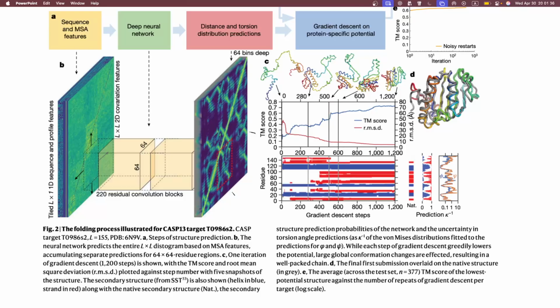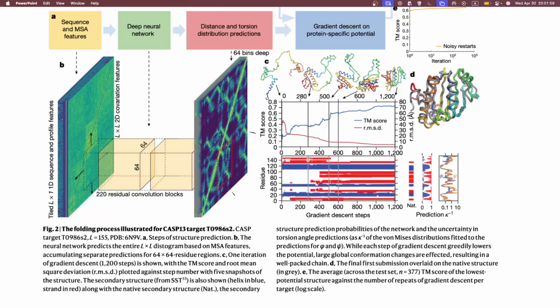Wait, so what is it that is minimizing? It says it's minimizing the potential, so it's just putting it in a stable state. Just the potential. If you had a value that said how stable this was, you would want to maximize that. And if you look at the diagram, TM score doesn't matter.